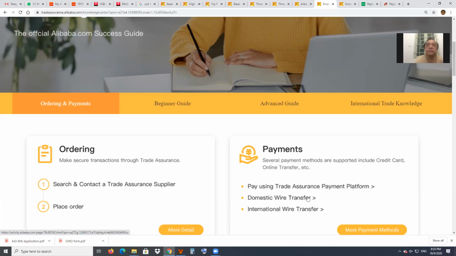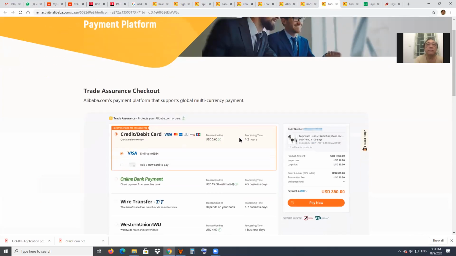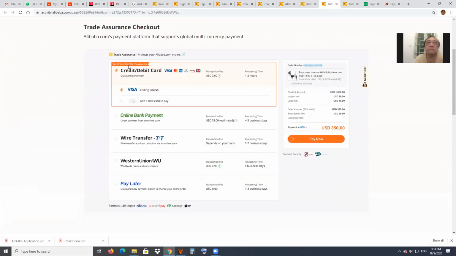Okay, let's say you make a payment. How do you make a payment? You can use your credit card. Most credit cards will work. Debit card will also work, but you must have money inside your debit card.